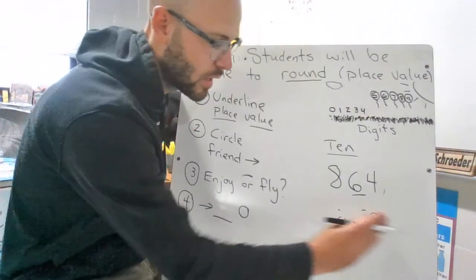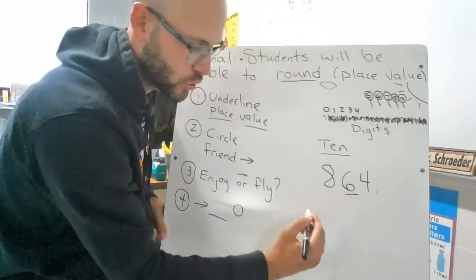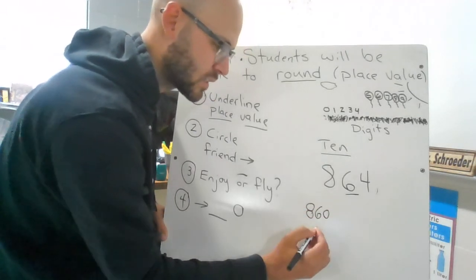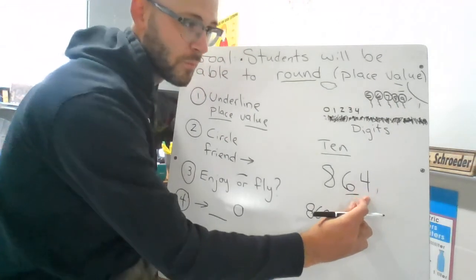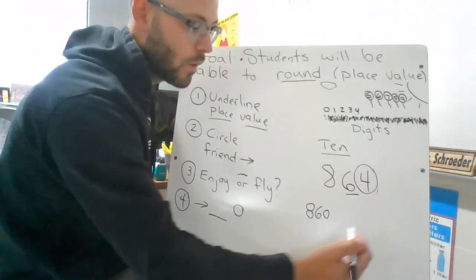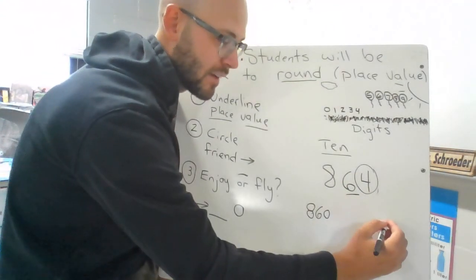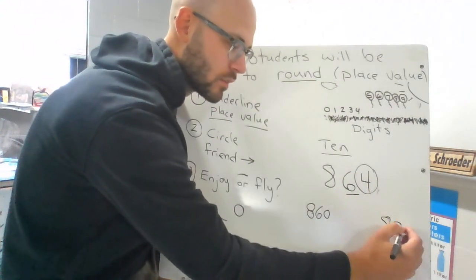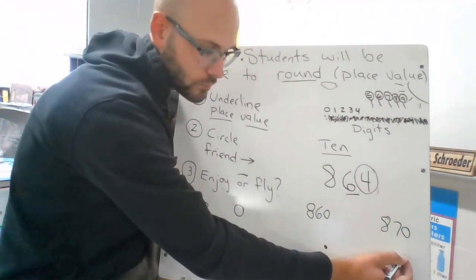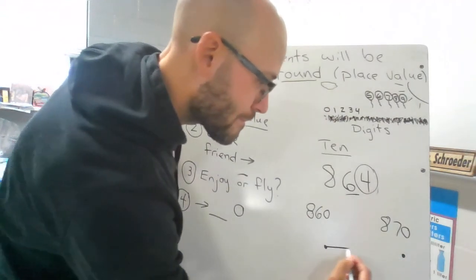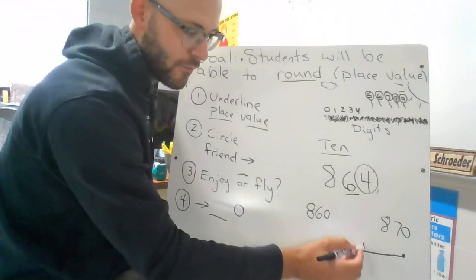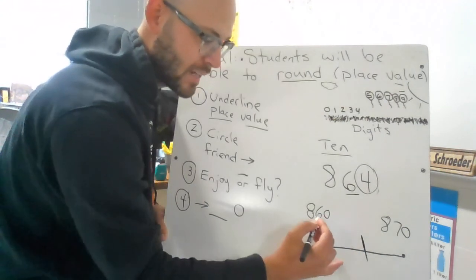So my two options immediately, and I'll show you another visual to help you understand rounding as well. My two options were either stay a 6, or if this 4 would have been a 5 through a 9, which means it would have flown away, the circled number, well, then it would have bumped the 6 up to become a 7. 8, 7, 0. Sorry, it's kind of hard to write down here, but if I made a number line between 860 and 870, the halfway point would have been 865.